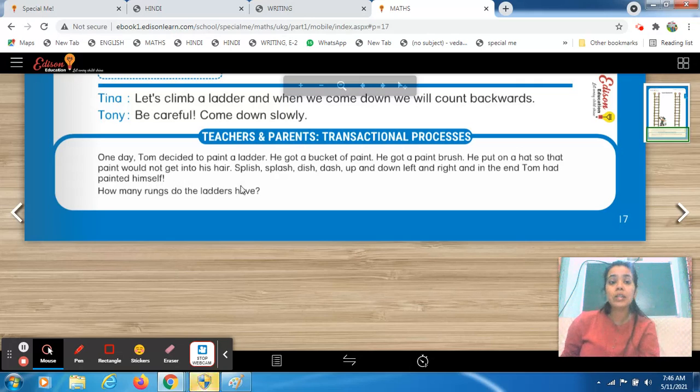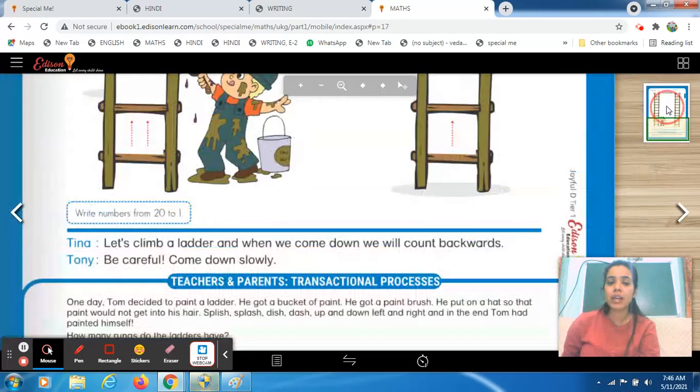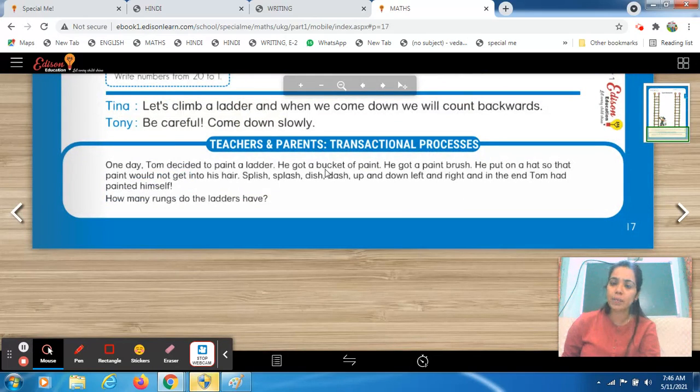So when he used to paint the ladder, what comes then? Splish, splash, dish, dash, up and down, left and right. In the end, Tom had painted himself. Last में क्या हुआ? He is involved so much in his activity कि उसने अपने आप को बिल्कुल क्या कर लिया? What he did? उसने अपने आप को बिल्कुल पेंट कर लिया, right?